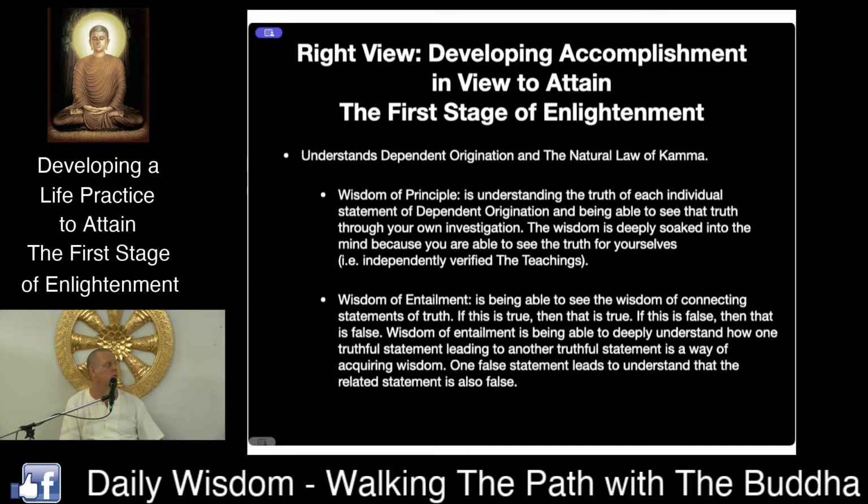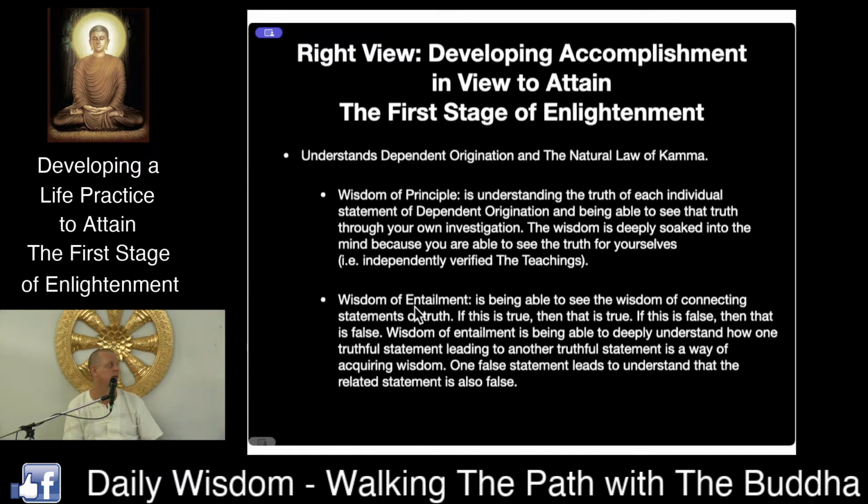In order to get to an accomplishment in view, you need to understand dependent origination and the natural law of karma. The Buddha talks about that you need to develop wisdom of principle. This is understanding each individual aspect of dependent origination, where you understand what is ignorance, what is volitional formations, what is consciousness, what is name and form, what is the six sense bases, what is contact, what is feelings, what is craving, what is clinging, what is existence, what is birth, what is aging and death. Those individual steps of dependent origination, which are in volume 5 of the book series, where you can learn what each one of those statements are. That's what the Buddha calls wisdom of principle.